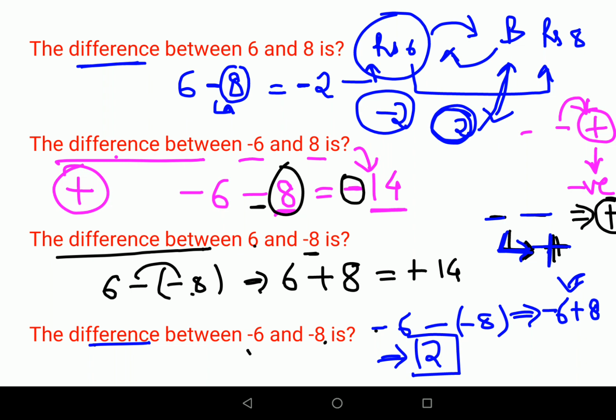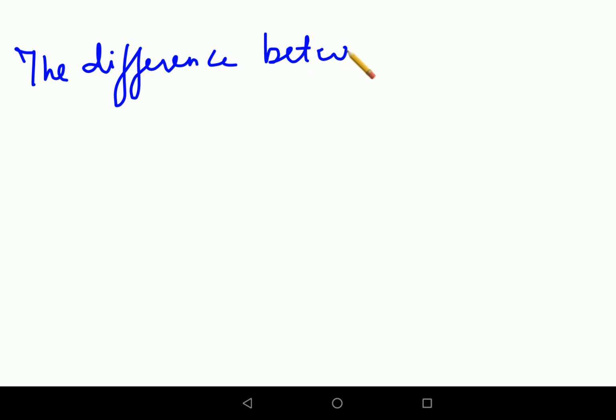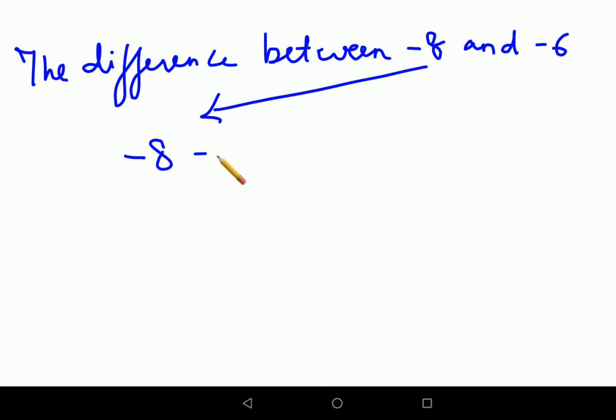I will just take one more example and then we'll see what happens in that case. Let's say we need to find the difference between, let's switch it, minus 8 and minus 6. Then in that case what happens? We'll keep the first number as it is, which is minus 8. Then because there is a difference, we will put a negative sign. And then we'll keep minus 6 as it is, which follows after the negative sign of the difference.